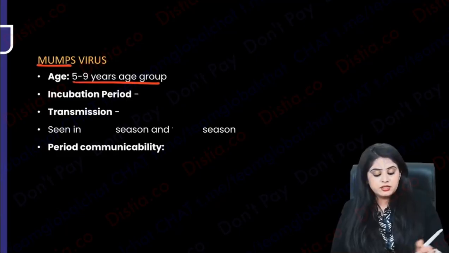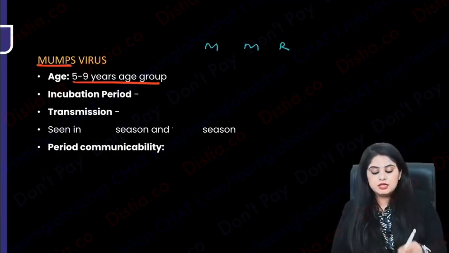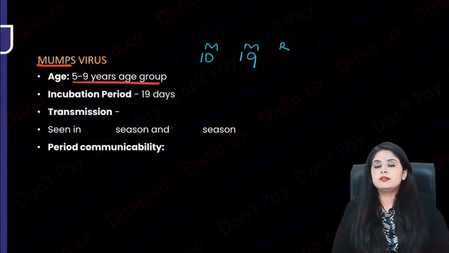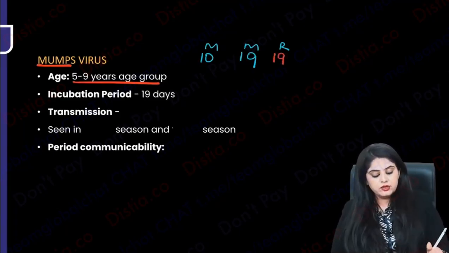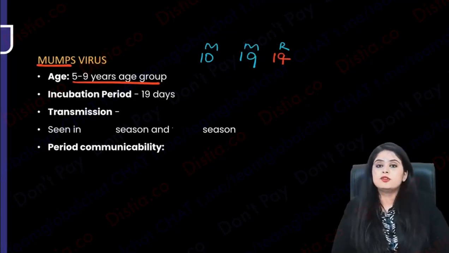What is the incubation period? Come on, you know this. For measles, mumps and rubella, I told you one mnemonic. Measles was 10. For mumps, you had to make a 19 out of it. So what is the incubation period? It's going to be 19 days. And what was for rubella? In rubella, going ahead, you will make a 4 out of it. So it's going to be 14 days.